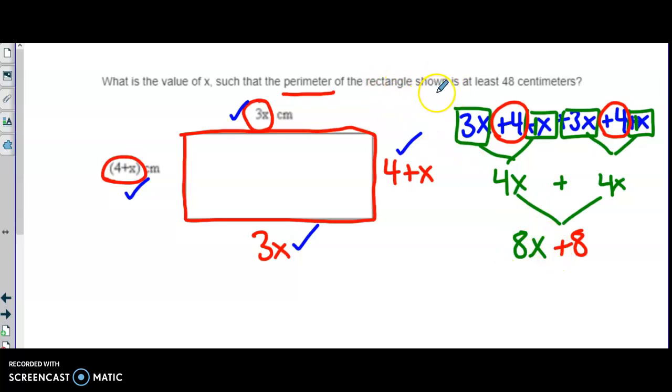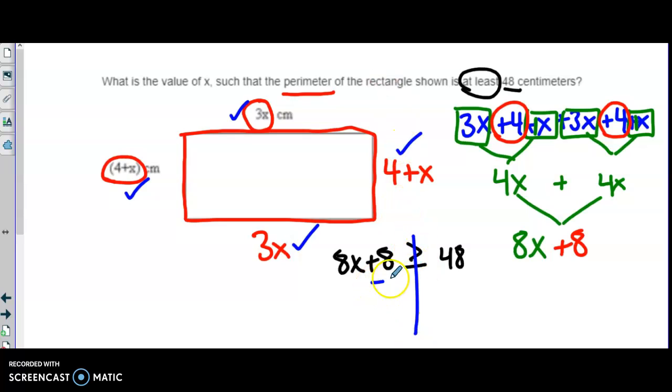It says, what is the value of x such that the perimeter is at least 48 centimeters? So 8x plus 8 has to be greater than or equal to 48. If it's at least 48, it could equal 48 or it could be greater than 48. So that is actually our equation, but we still need to go back and solve it.